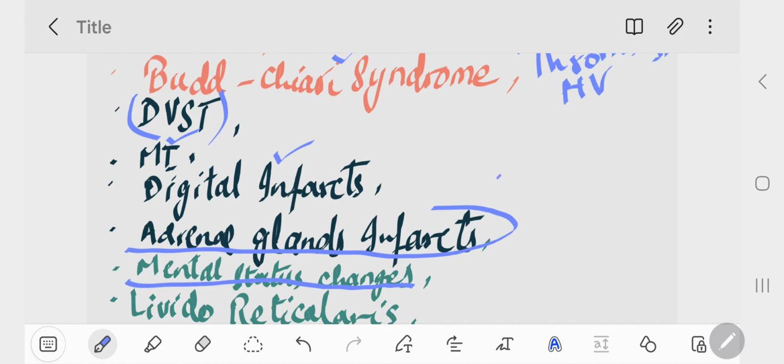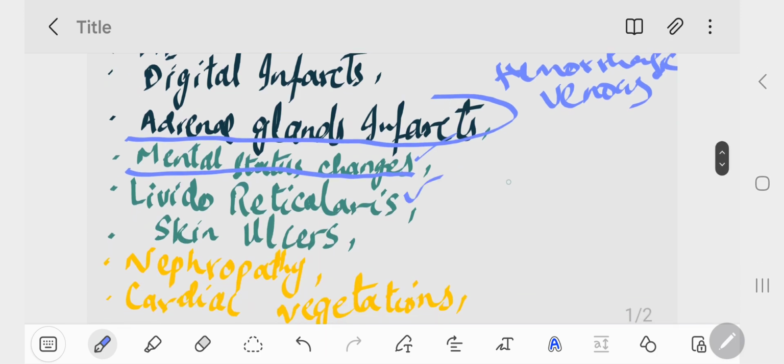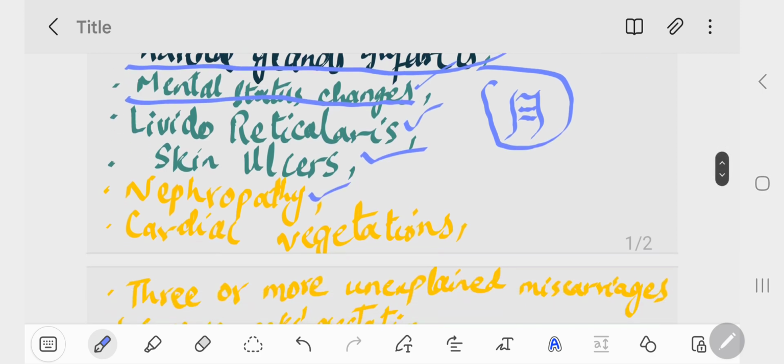You should know that adrenal gland infarcts are actually hemorrhagic infarcts, which are venous infarcts. Mental status changes, livedo reticularis, that are web-like blood vessels that are pinkish in color appearing on the skin. Then skin ulcers. Nephropathy can also occur, and cardiac vegetations and cardiac valvular disease can also occur.